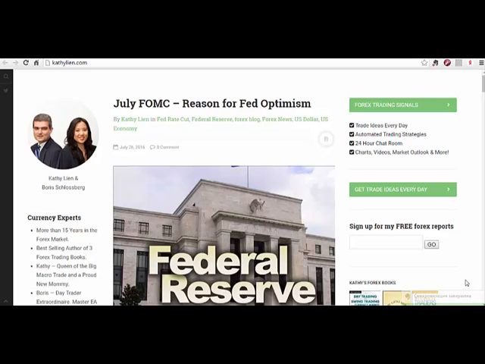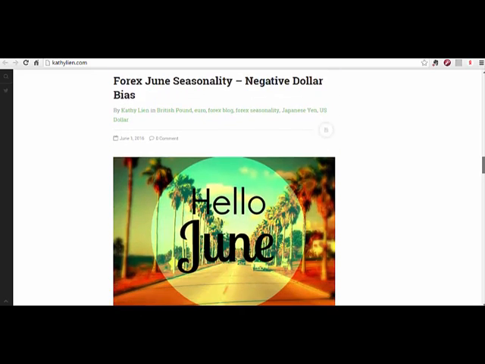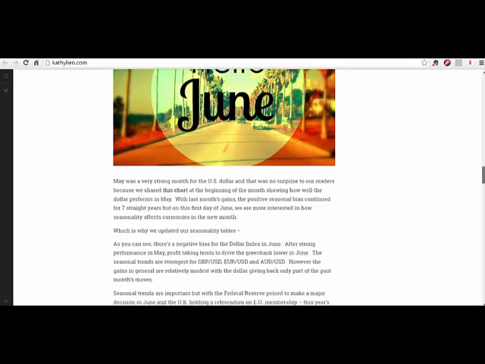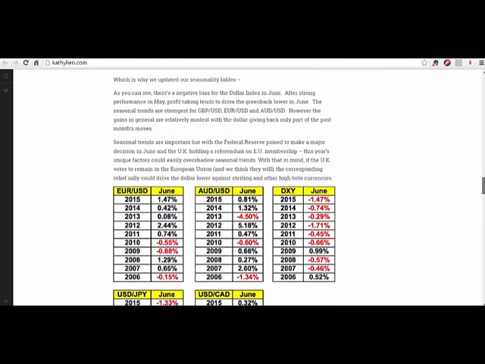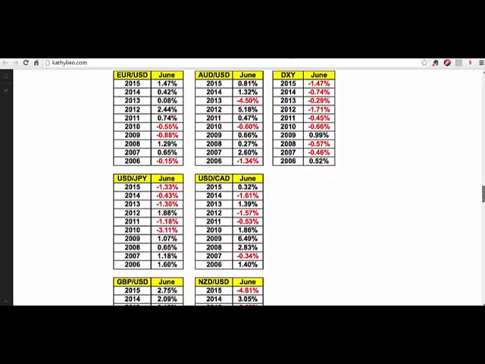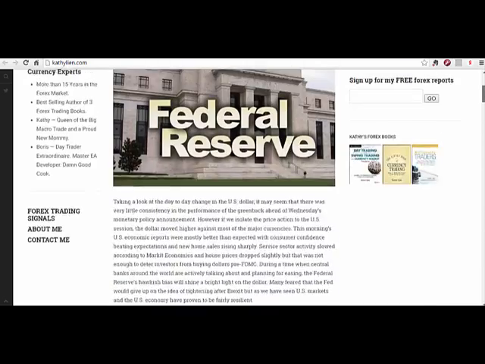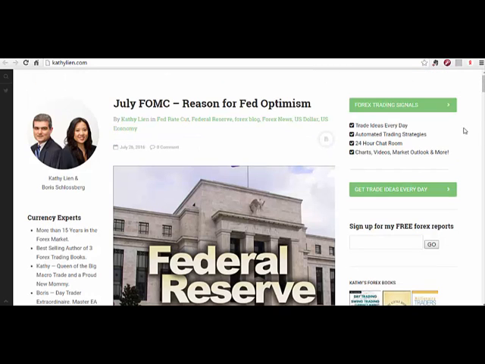And also, if you are interested in seasonal analysis, I personally advise you to watch the blog of Kathleen.com. Kathleen and Boris Schlossberg are renowned experts in the field of Forex trading, and sometimes they post some interesting information concerning seasonal analysis. For example, Forex June seasonality, negative dollar bias. Well, we have a post here by British Pound, negative dollar bias, and we see some research concerning seasonal trending activity, and also here we have an explanation. They put this information in a context which is very useful in my opinion. So sometimes they post this information, and you can use this as a source of analytical ideas, as a source of inspiration, maybe, if you want to employ this kind of analysis. And also there are many useful articles as well that you can read.